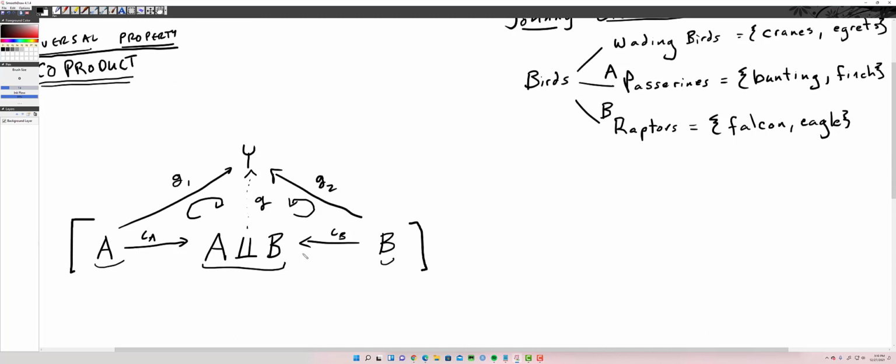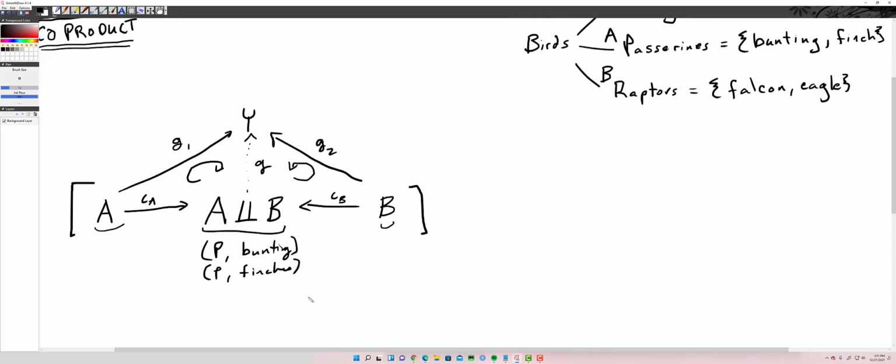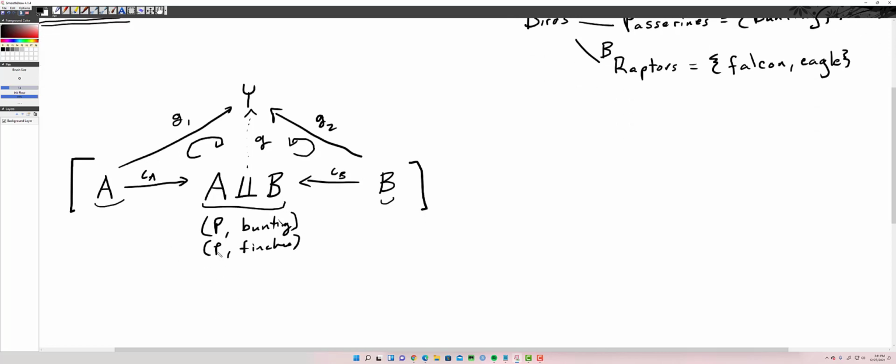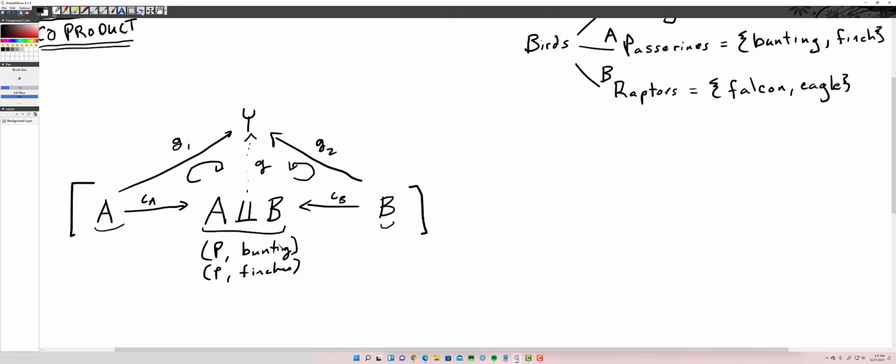Then we could see in this construction that this coproduct is going to be the passerines and the raptors, listed as such. So we'll have P and bunting. This is just an inventory of what he saw. Finches. Then we have raptors. Oh, and did I say A? I probably should have said A there, but it's okay. I think you know what I mean. I'm going to change it anyway. So A is the group of passerines, and that includes the buntings and the finches.